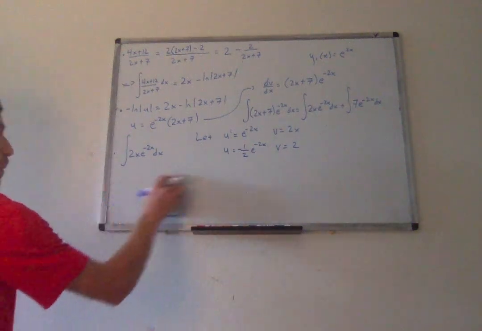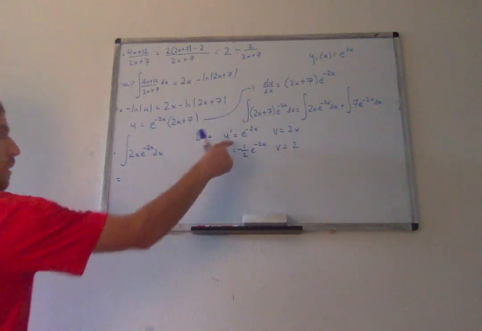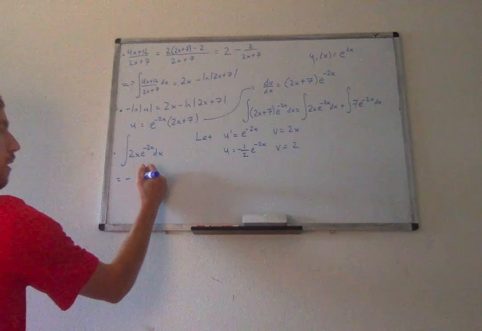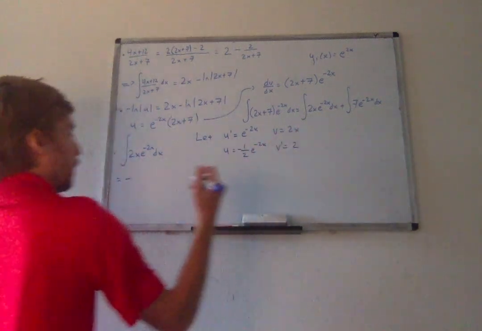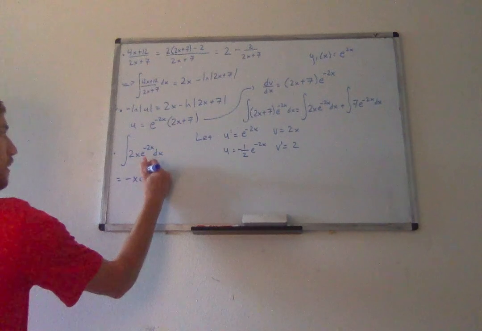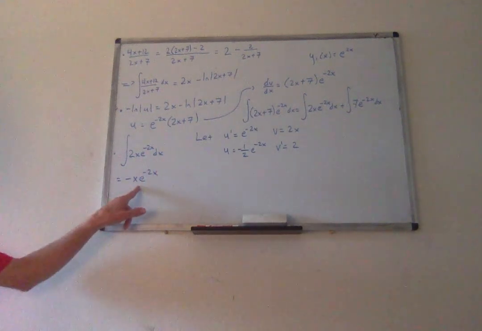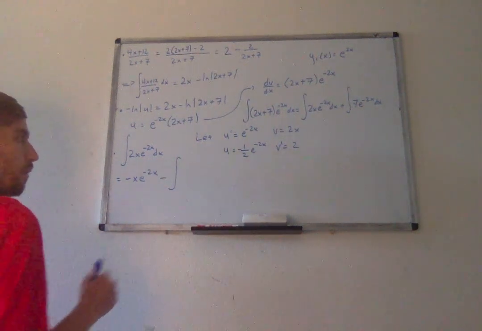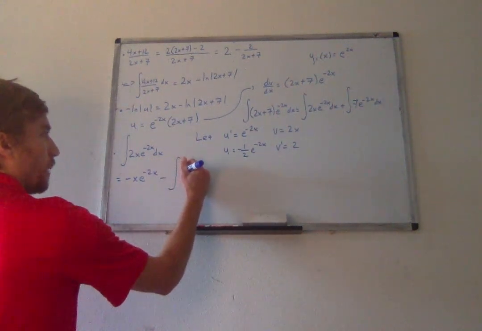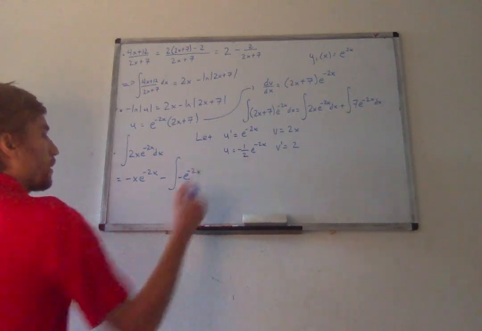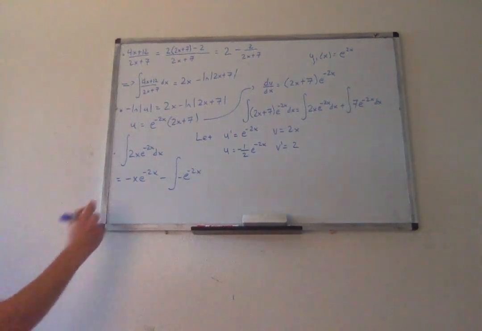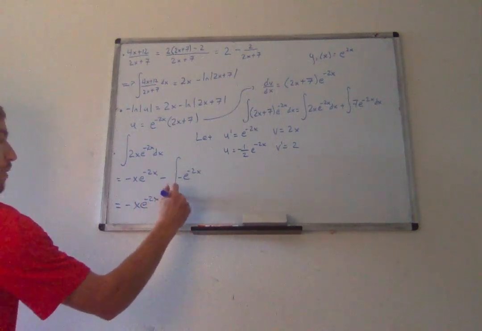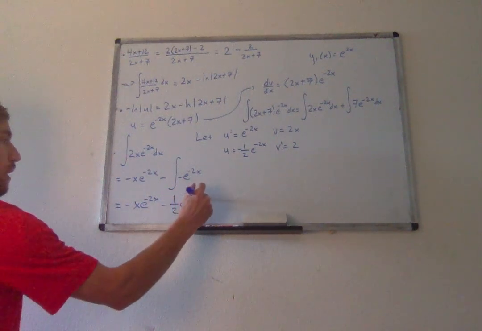And so using the integration by parts formula, this is equal to u times v, so that would be negative x e to the negative 2x, minus the integral of v prime times u, so that would be minus the integral of negative e to the negative 2x. This is equal to negative x e to the negative 2x minus 1/2 e to the negative 2x.